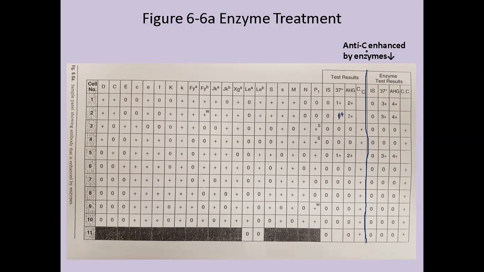Okay, so what do we know about anti-big C? Which blood group system is it a part of? Remember, Rh system. And we know typically that the Rh system antigens are enhanced with enzyme treatment, along with Kidd and Lewis. Okay, so it absolutely makes sense that these reactions got stronger.